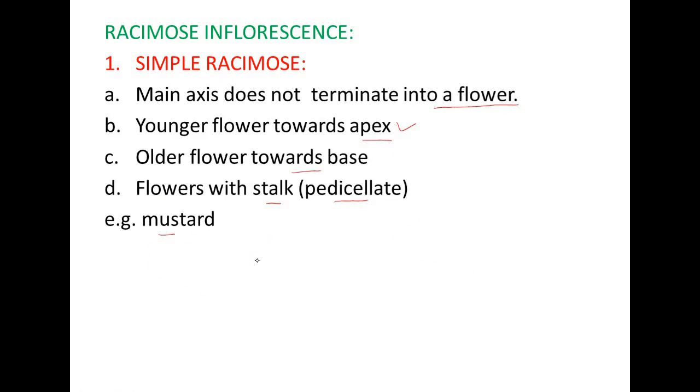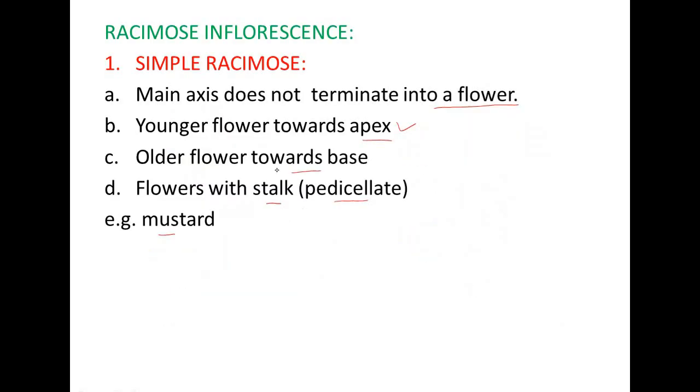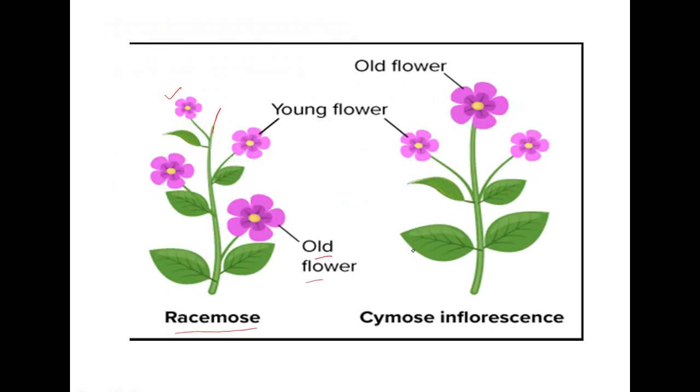An example is mustard. This is one image of racemose inflorescence. You can see this is the main axis, and this is one flower: 1, 2, 3, 4. These are the young flowers which are present at the top, and these are the old flowers, present at the base. Here, younger flowers are towards the apex and older flowers towards the base.